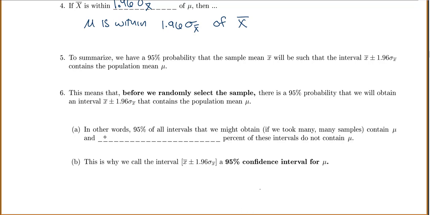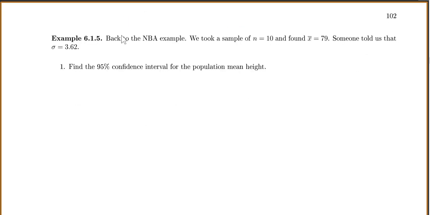And that means then that 100% minus 95%, or 5%, of these intervals do not contain mu. This is why we call the interval x bar plus or minus 1.96 times the standard deviation for x bar a 95% confidence interval for our population mean. So back to our MBA example, we did take a sample now of n equals 10 and found x bar equals 79. Someone told us again that our standard deviation is 3.62 and that our data is normal.